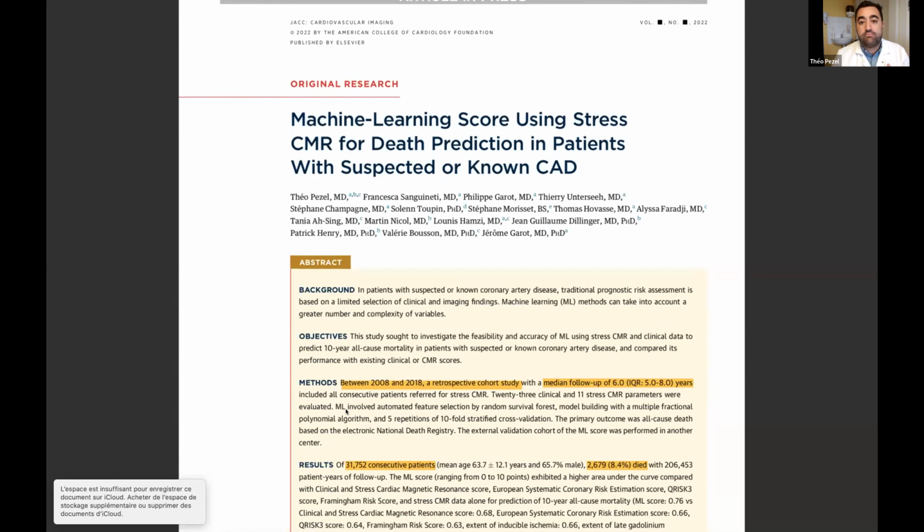We know that some stress CMR findings, the presence of ischemia, the presence and the extent of late gadolinium enhancement, LV volume, LV ejection fraction, are strongly associated with the risk of death, of cardiovascular death, of non-fatal MI. Okay, but we know that beyond the traditional statistical methods, machine learning could be more important to help us in clinical routine to stratify the risk of cardiovascular events or death in this case for our patients.